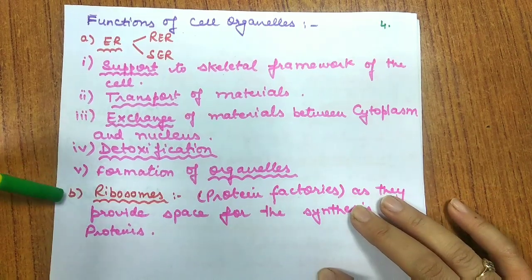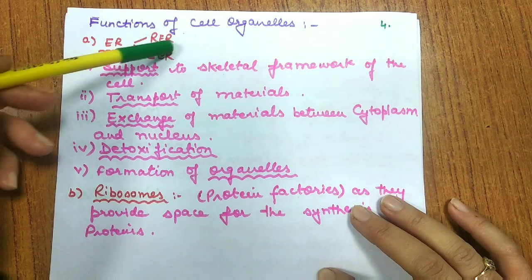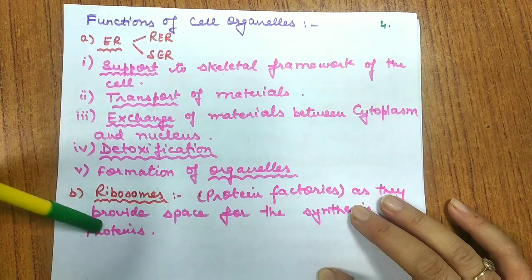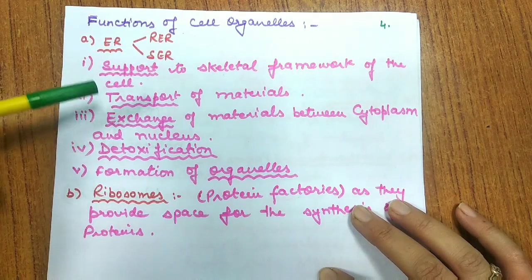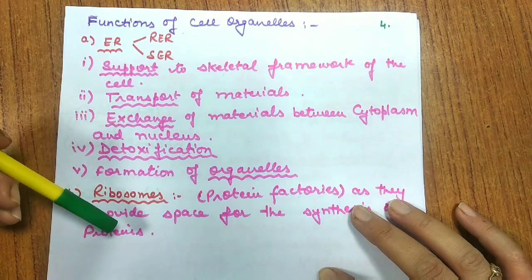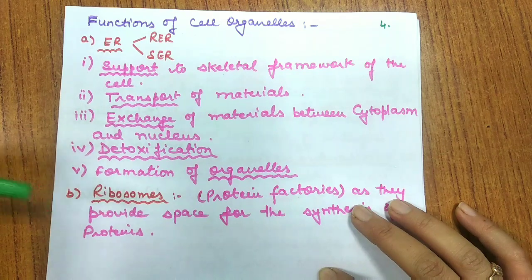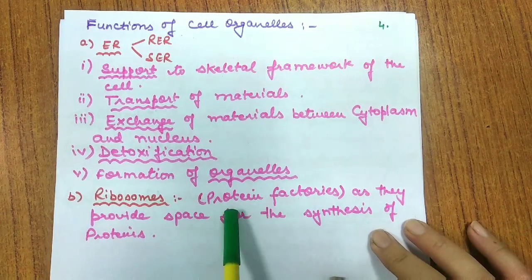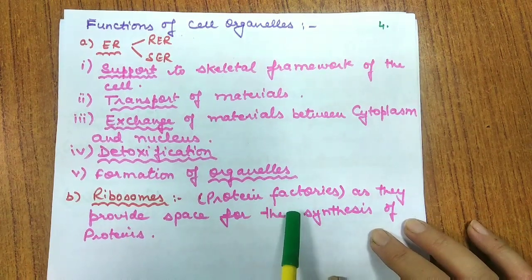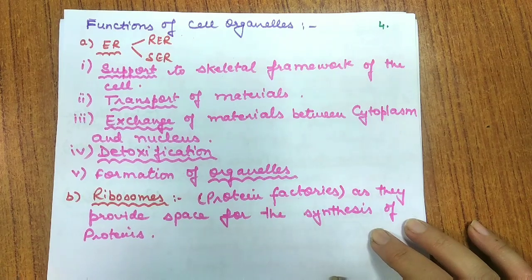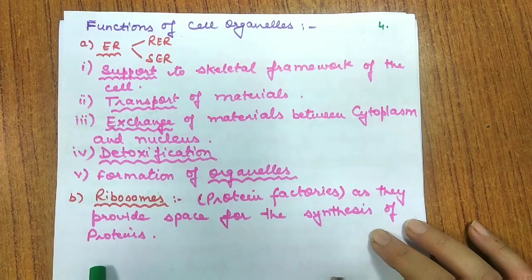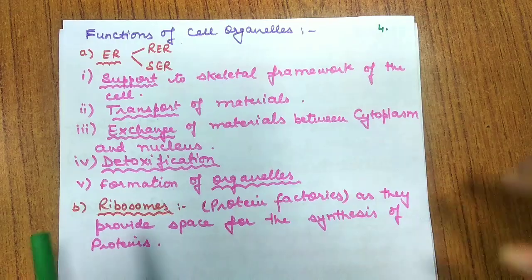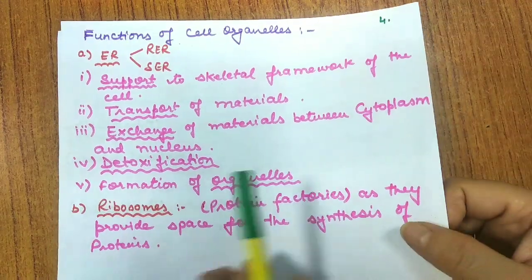Now we'll move to the ribosomes. As we have studied, ribosome is present on endoplasmic reticulum to make it RER, rough endoplasmic reticulum. They are basically dense, spherical and granule-like particles. And when we talk about ribosomes, we say that they are protein factories because they are responsible for the synthesis of protein in the cell. So they provide space for the synthesis of protein. That is the important function of ribosomes.